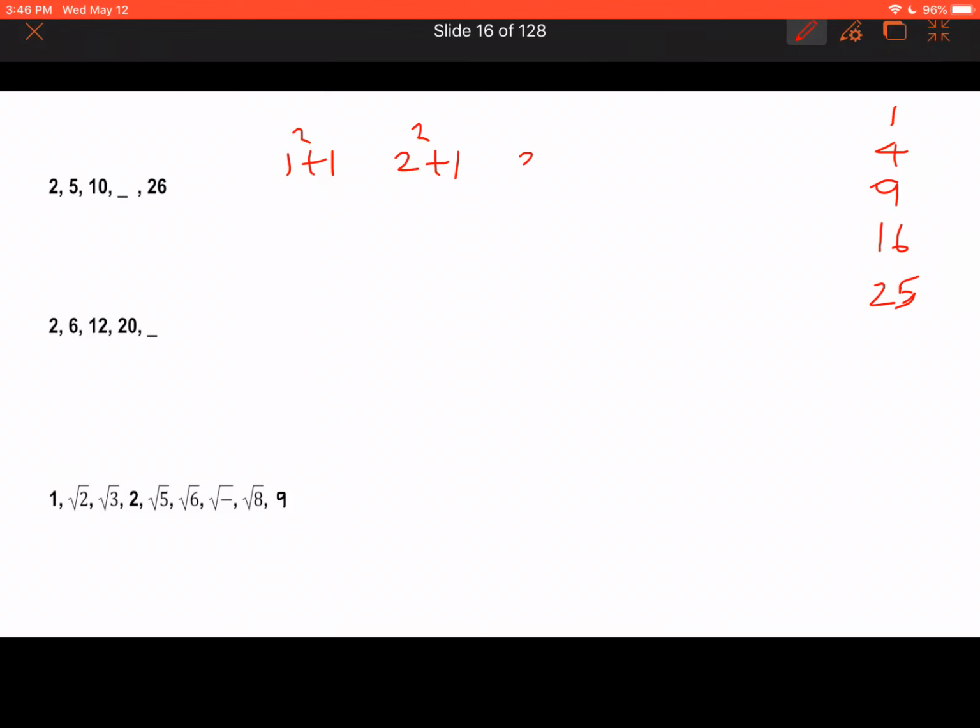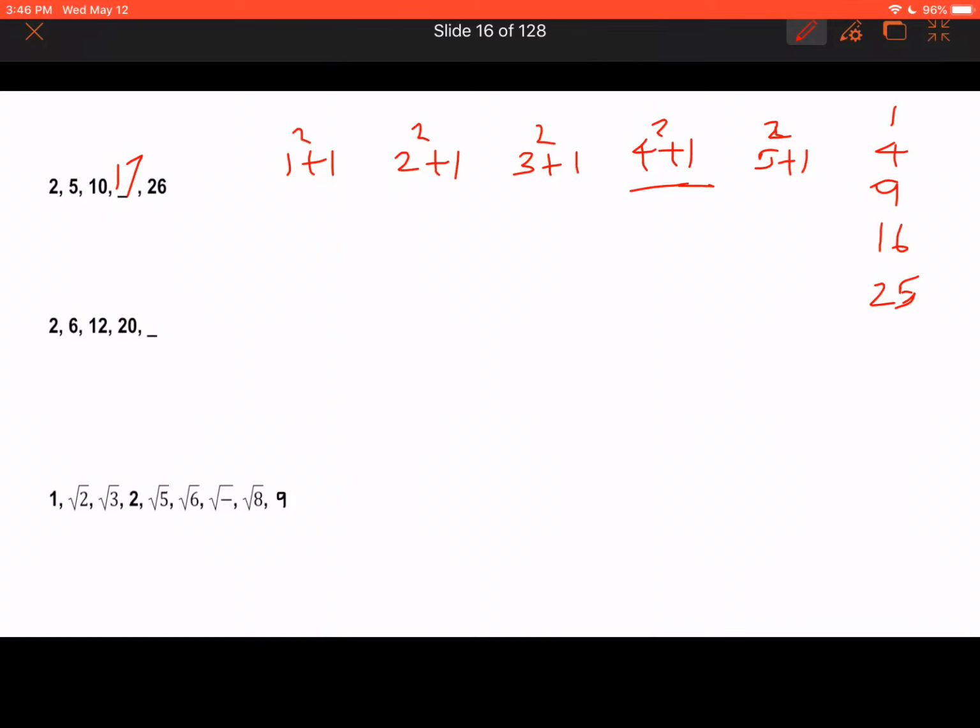Third is 3 square plus 1. Fourth we don't know. Fifth one is 5 square plus 1. So it has to be 4 square plus 1. 4 square is 16, 16 plus 1 is 17, that is going to be the answer, right? So I think you got it. So we'll go on with the next.